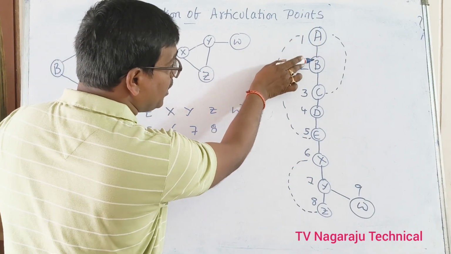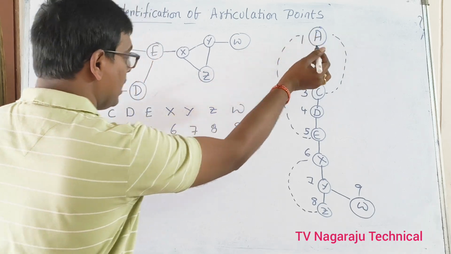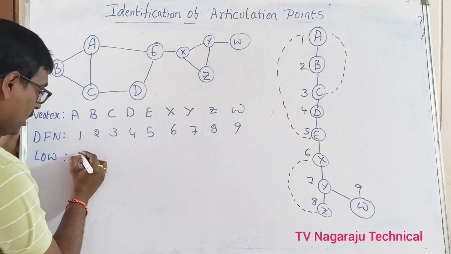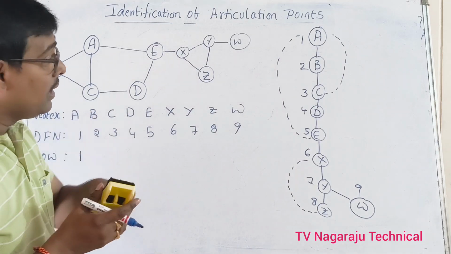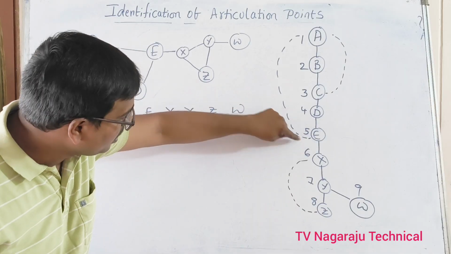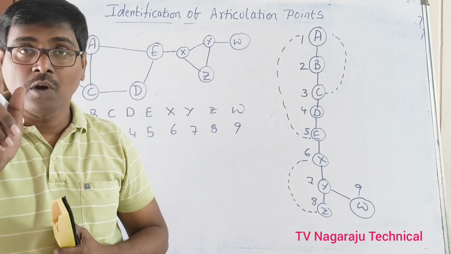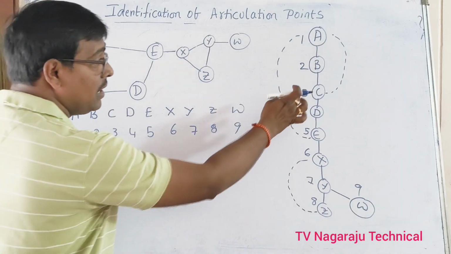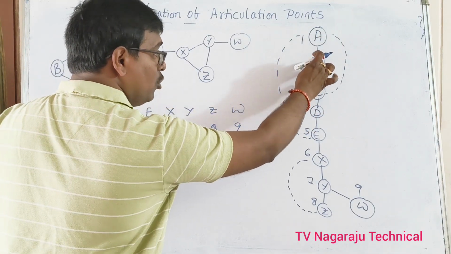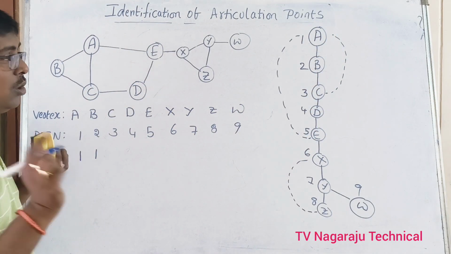Suppose A to B, B to C and C to A. The smallest number we visit among 1, 2, 3 is 1. It has one more path: A to B, B to C, C to D, D to E and E to A. Again the number is 1. That means you need to follow only one back edge. Similarly for B: B to C, C to A, A to B. In this path, what is the smallest number? 1. That is the low value.